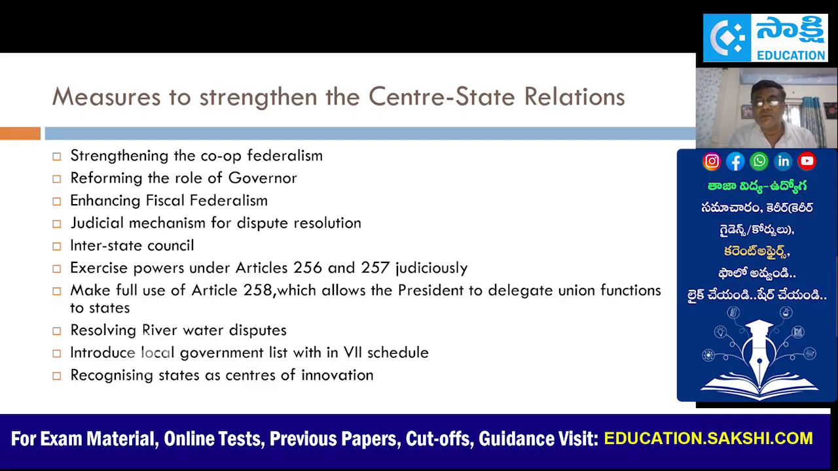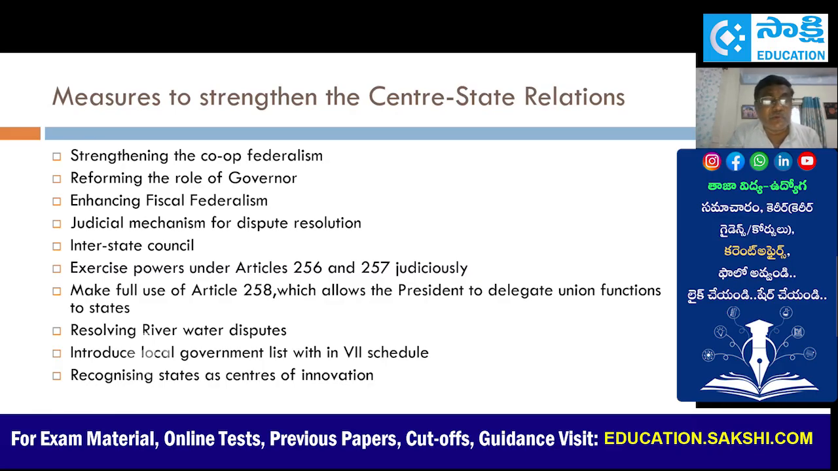So we have to promote cooperative federalism. Cooperative federalism, by reducing the central overreach, would enhance the relation between the central government and state government. And as the previous speaker, Mr. Mohit Saini, also mentioned, reforming the role of the governor to ensure neutrality would also enhance the relations between the central government and state government. So we have to reform the role of the governor to ensure neutrality, and we have to promote fiscal federalism with more untied funds for the states.